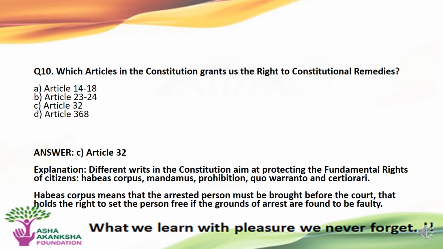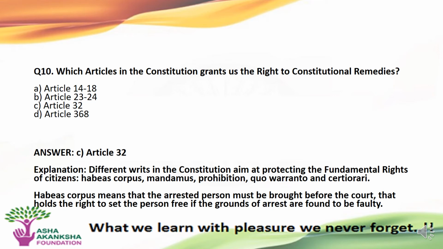The next question is, which article in the Constitution grants the right to constitutional remedies? Options are A. Article 14 to 18, B. Article 23 and 24, C. Article 32, and D. Article 368. The correct answer to this question is option C, that is Article 32.